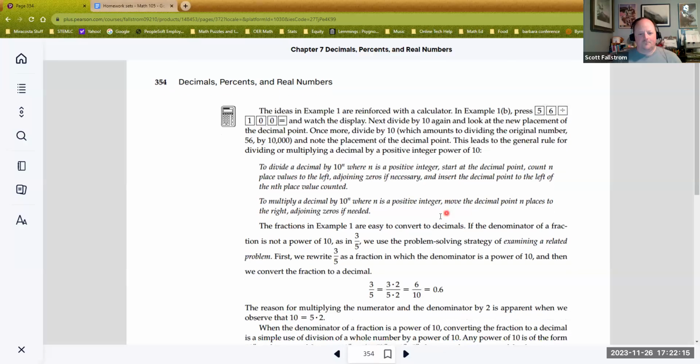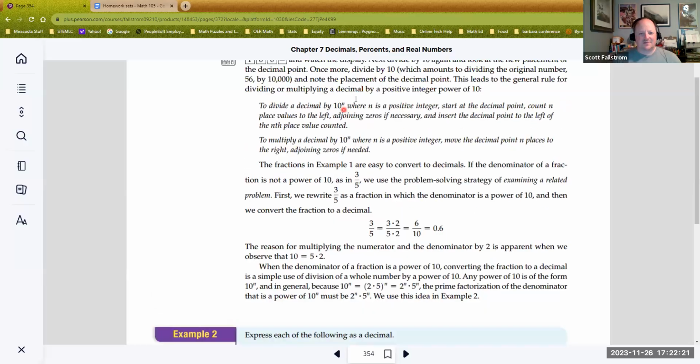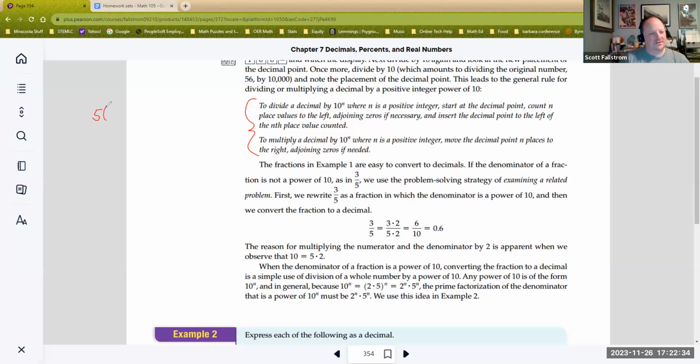All right. So what we're looking at here is, to multiply a decimal by 10 to the n, move the decimal place. To divide by 10 to the n, you move the decimal place the other direction. So there's nothing wrong with this process. Let's make sure we understand what it's saying.